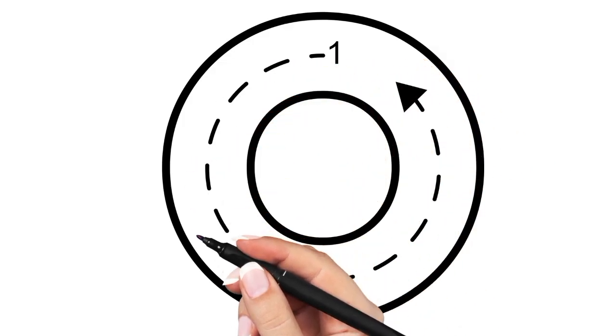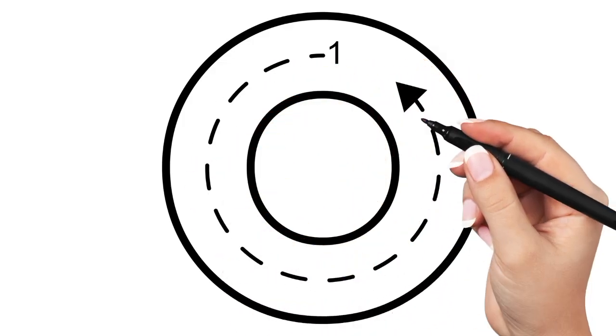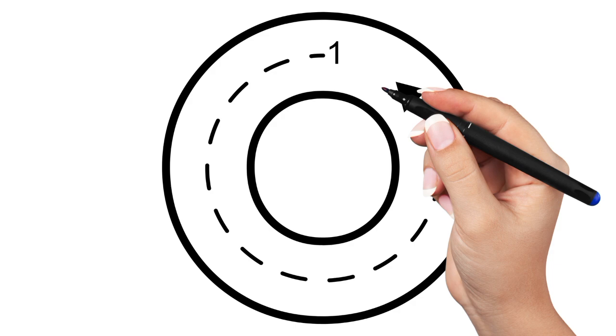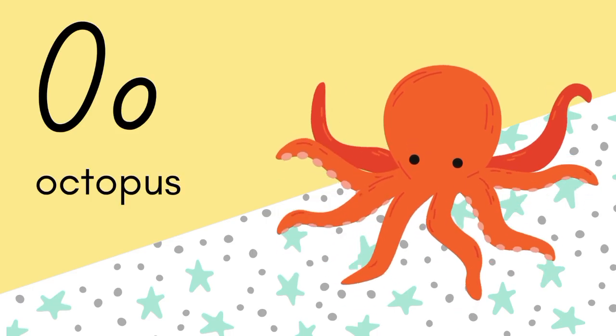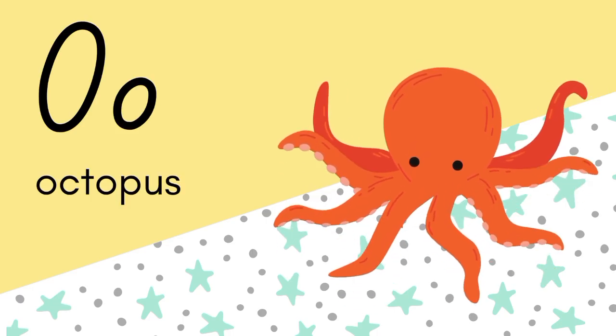1. Dear kids, hold your pencil tight and draw a one-time round circle. See, it's O. And O is for octopus.